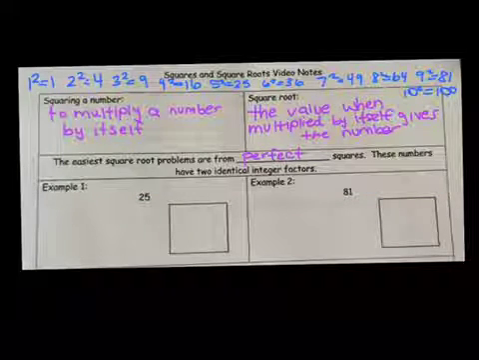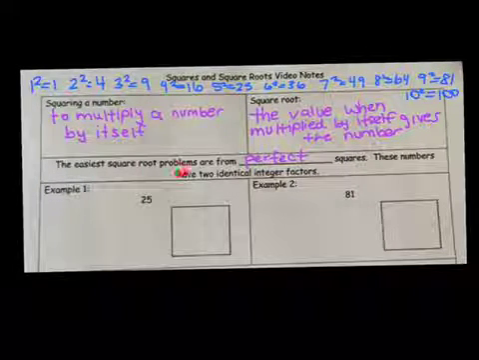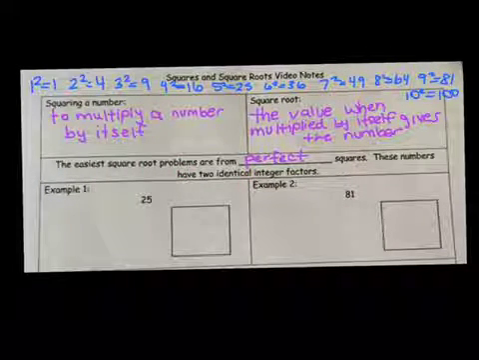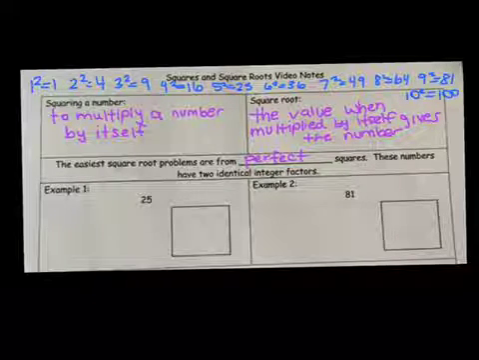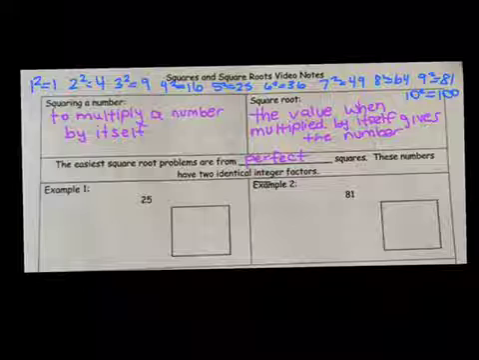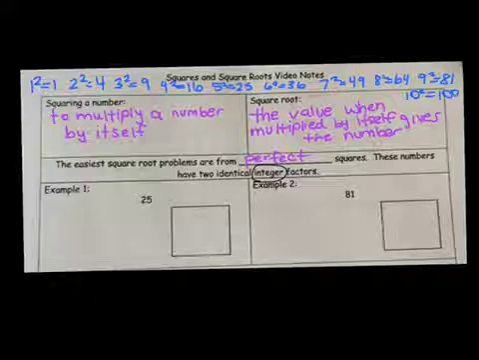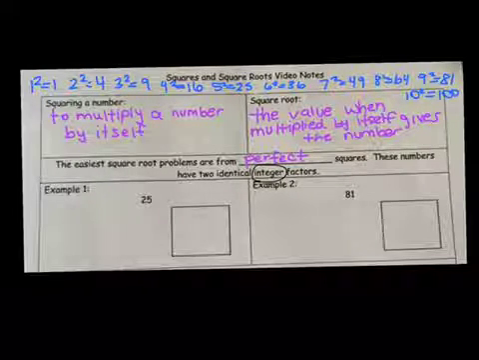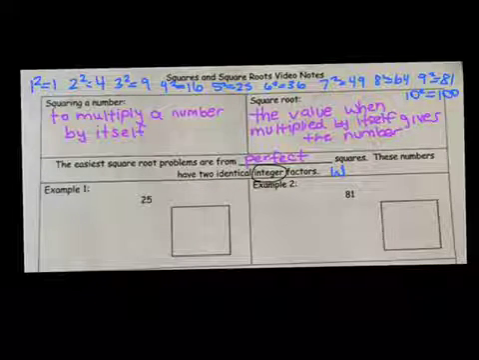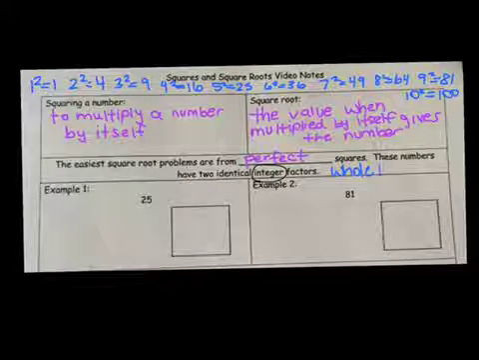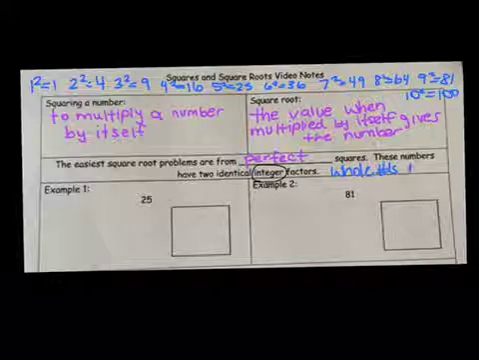Alright, the next thing we're going to go over are perfect squares. The easiest square root problems are from perfect squares. These numbers have two identical integer factors. And if you recall what it means to be an integer, we mean whole numbers and their opposites.